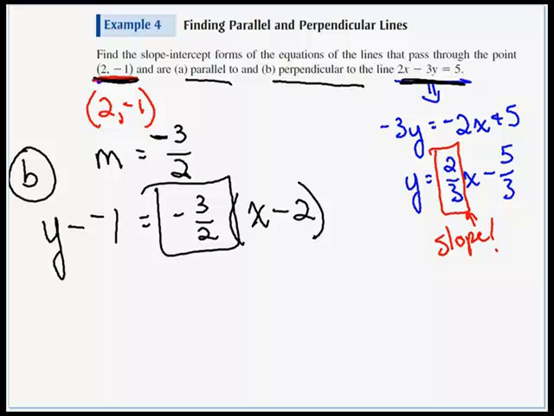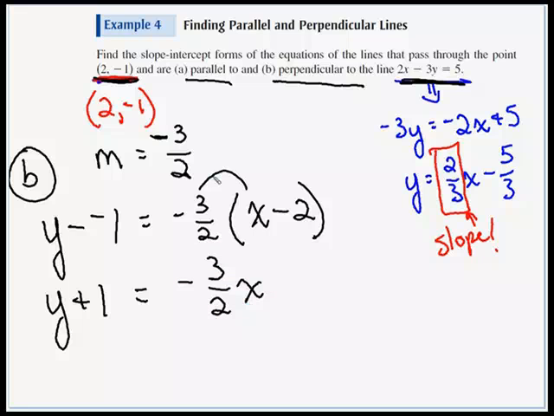It's the negative reciprocal. So on the left, we still have y plus 1 equals, distribute here, minus 3/2 x, and then this negative and this negative will turn into a positive. Positive 3 over 2 times 2 over 1 is 6 over 2, which works out to be a 3. And just like last time, we're going to subtract 1 from each side.